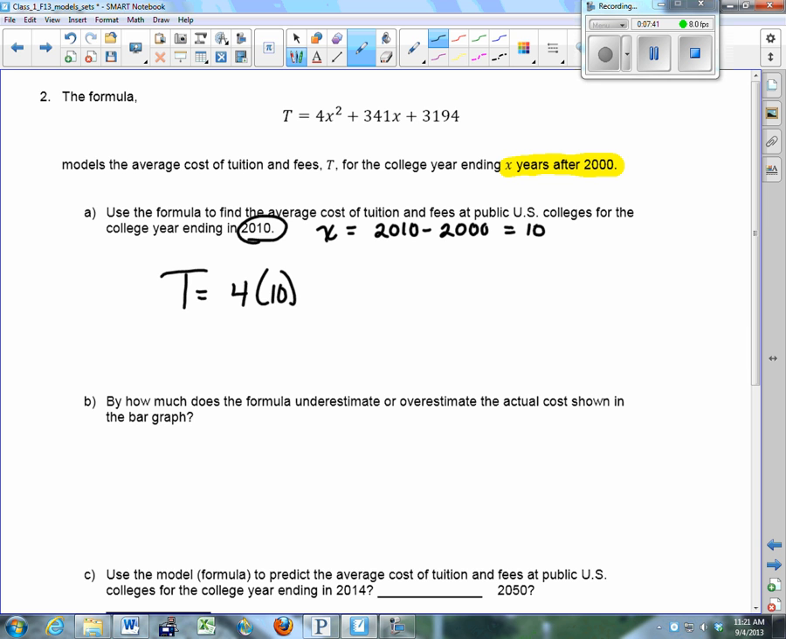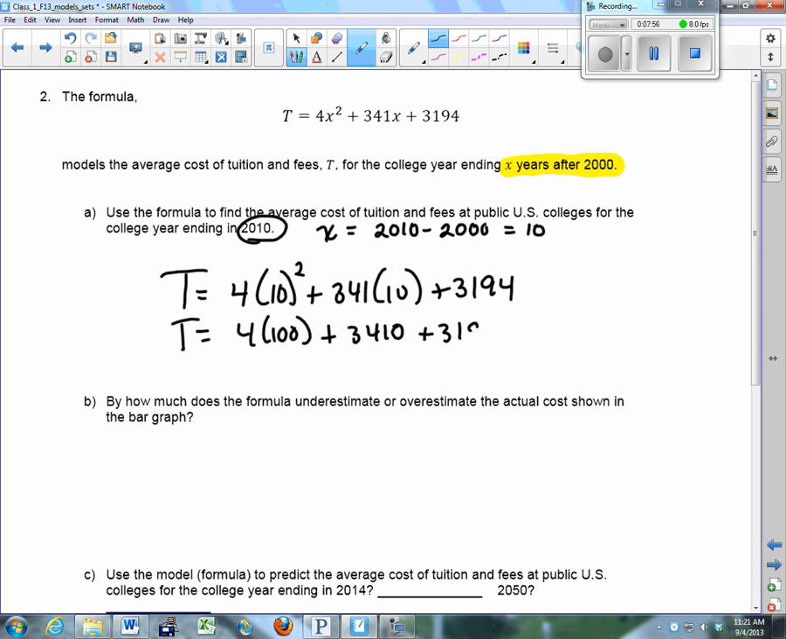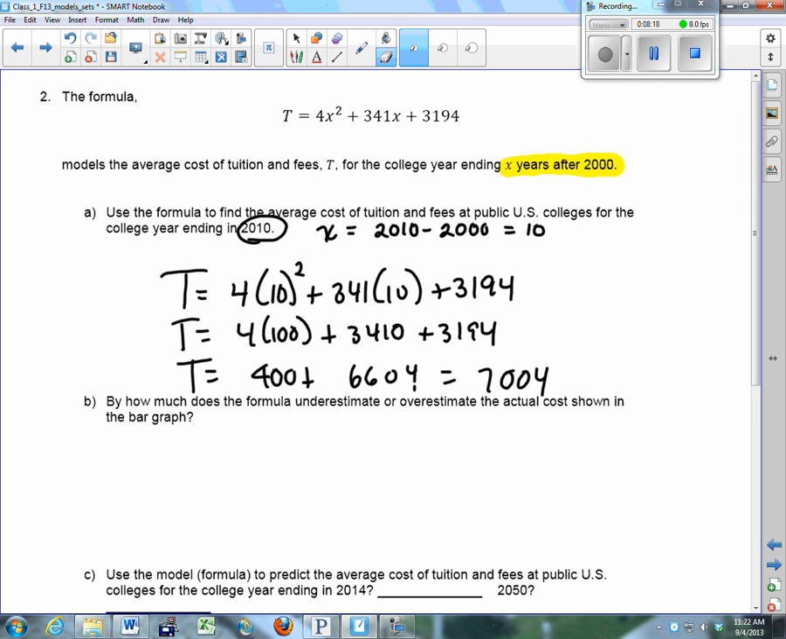4 times 10 squared plus 341 times 10 plus 3,194. So that's going to be 4 times 100 plus 3,410 plus 3,194. So T equals 400 plus, let's see, what's that? 3604, is that right? No, 6604. That's what I meant to write. I was looking ahead. So that's going to give us $7,004.